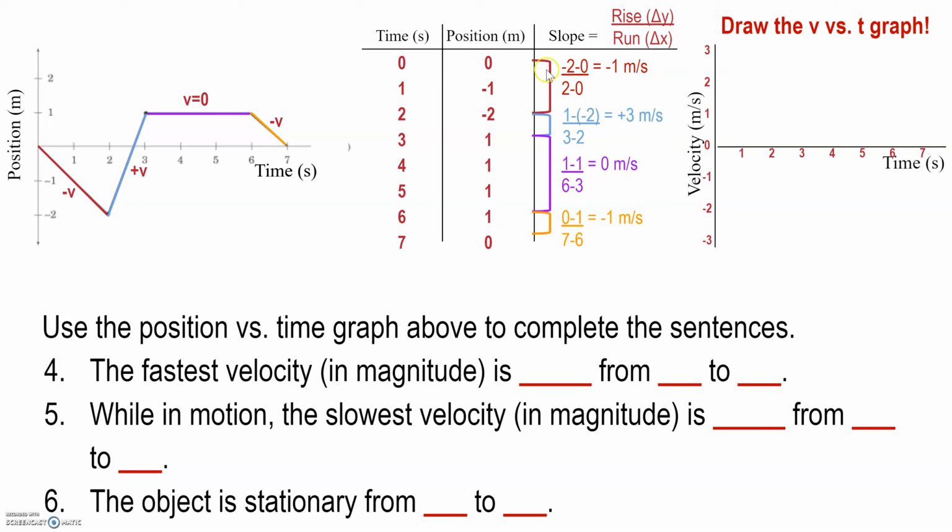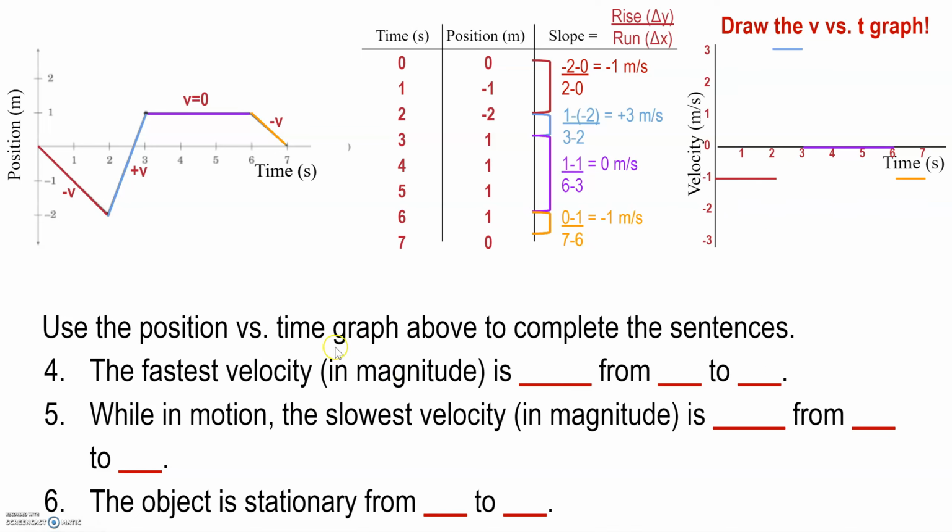For example, from 0 to 2 seconds, that's the time, I have a constant velocity of -1 meters per second. So I draw a straight horizontal line from 0 to 2 seconds at -1. From 2 to 3 seconds, it's going to be a positive velocity of 3 meters per second. And then from 3 to 6 seconds, it's going to be a constant velocity that's non-existent, so 0 meters per second. And finally, I have a -1 meters per second velocity from 6 to 7 seconds. All right, so that's my velocity graph drawn from my position versus time graph. And now we can answer these questions below.